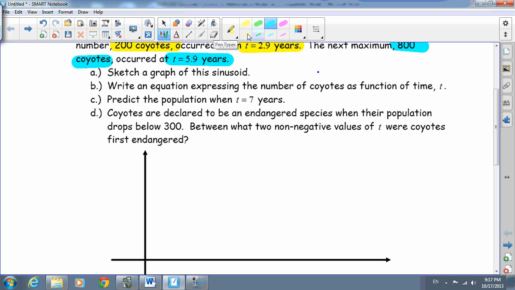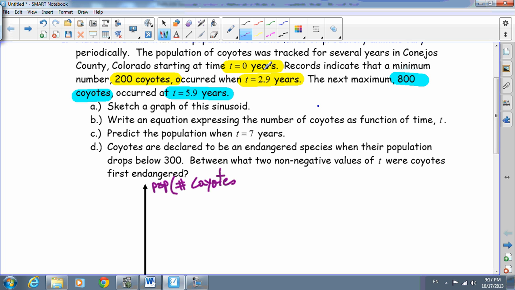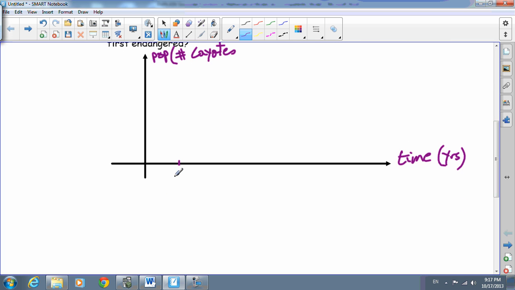So let's label our coordinates and our axis. I will say population here, or number of coyotes, and on this side I will call this time, and time here is expressed in years. Based on the information that you have here, at t equals 0, that's where it starts, but we don't know yet what the population is at t equals 0. But we know that we will have 200 coyotes at t equals 2.9. So if I call this point 2.9, I know we will have 200 coyotes, meaning a point here on your graph.